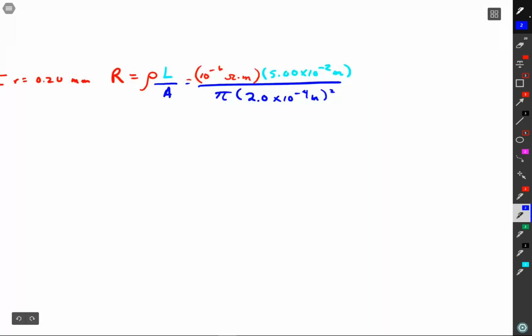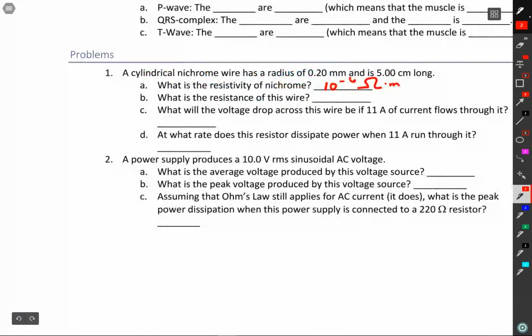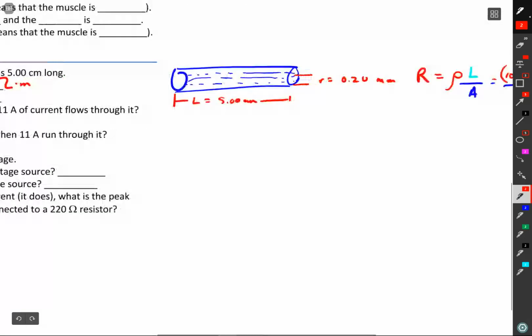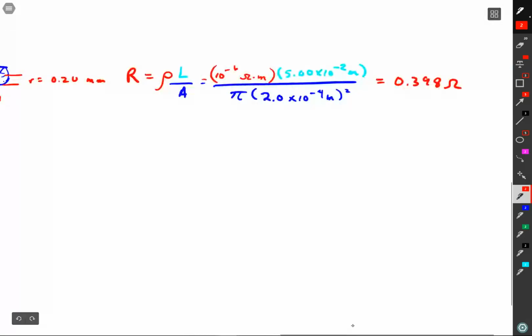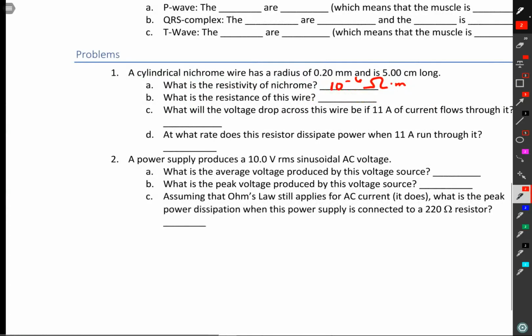And when I put that in the calculator, I get that my resistance is equal to 0.398 ohms. Now, for some reason, I only gave you two significant digits there in the radius, so I only have two significant digits. So to correct significant digits, that's 0.40 ohms. Now remember, when we do calculations, we're going to keep full digits until we get to the end. Then we'll apply significant digit rules.